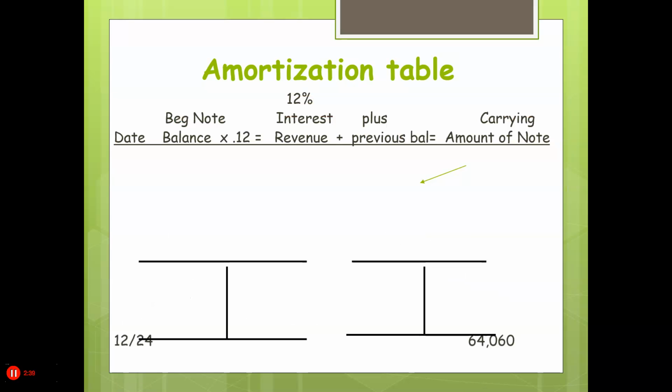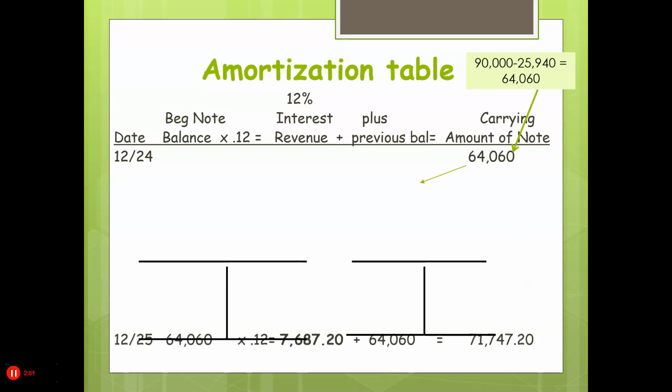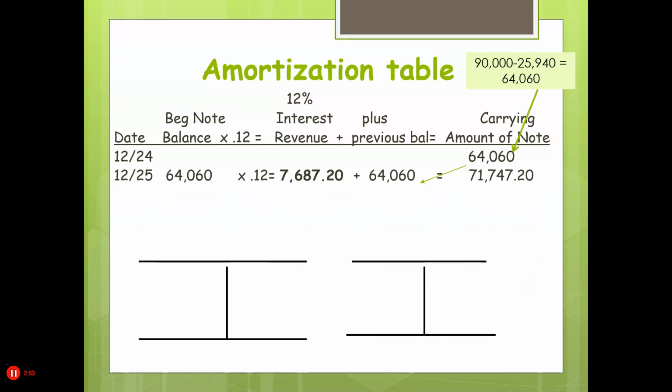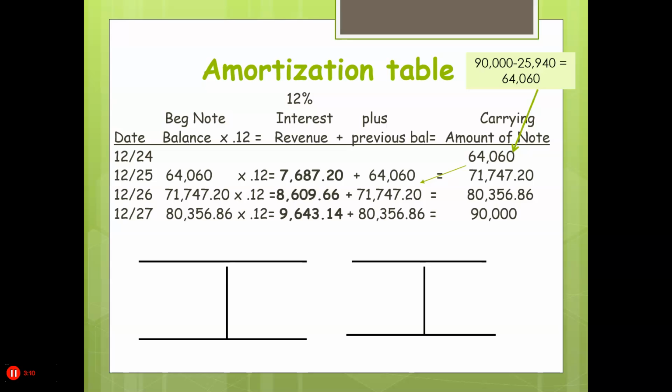So we'll go to our amortization table. Now, the carrying amount of the note is always going to be the face of the note minus the discount amount on the books. So we start off at $64,060. Then we're going to take that times 12%, and that's going to be how much interest revenue we book. We're going to add that to the previous balance, and now we have a balance of $71,747. We're going to take that times 12% to get our next year's interest, and then we're going to do the same thing for the last year's interest.